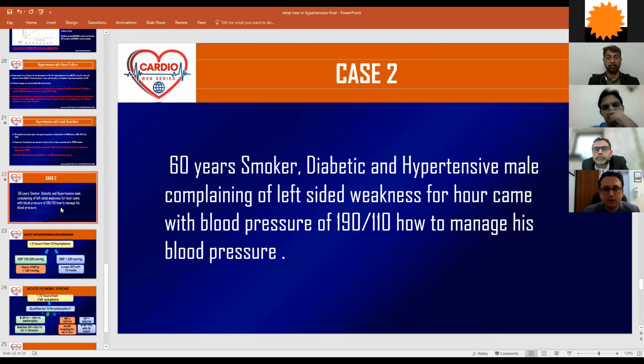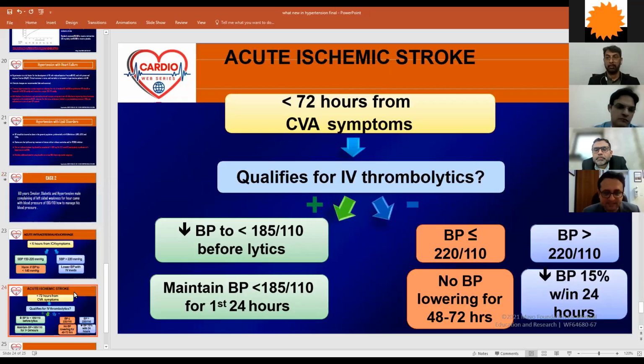So going back to our question, blood pressure is 190 by 110. So unless this patient is going to qualify for thrombolytics, we don't really need to reduce the blood pressure. That's according to the guidelines. I don't know what everybody else thinks. Yes, if anyone has anything more to add, Sohail, Tayyab.